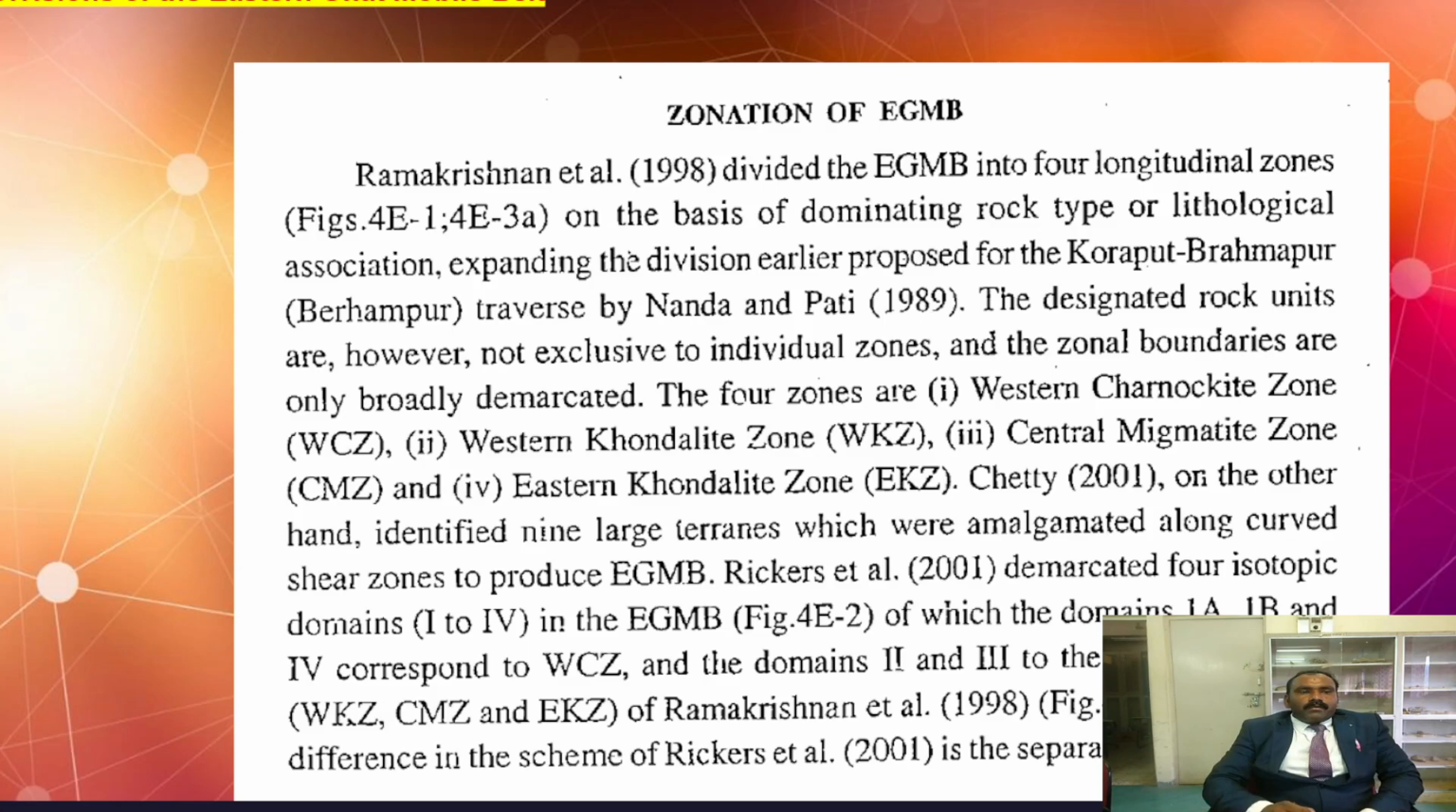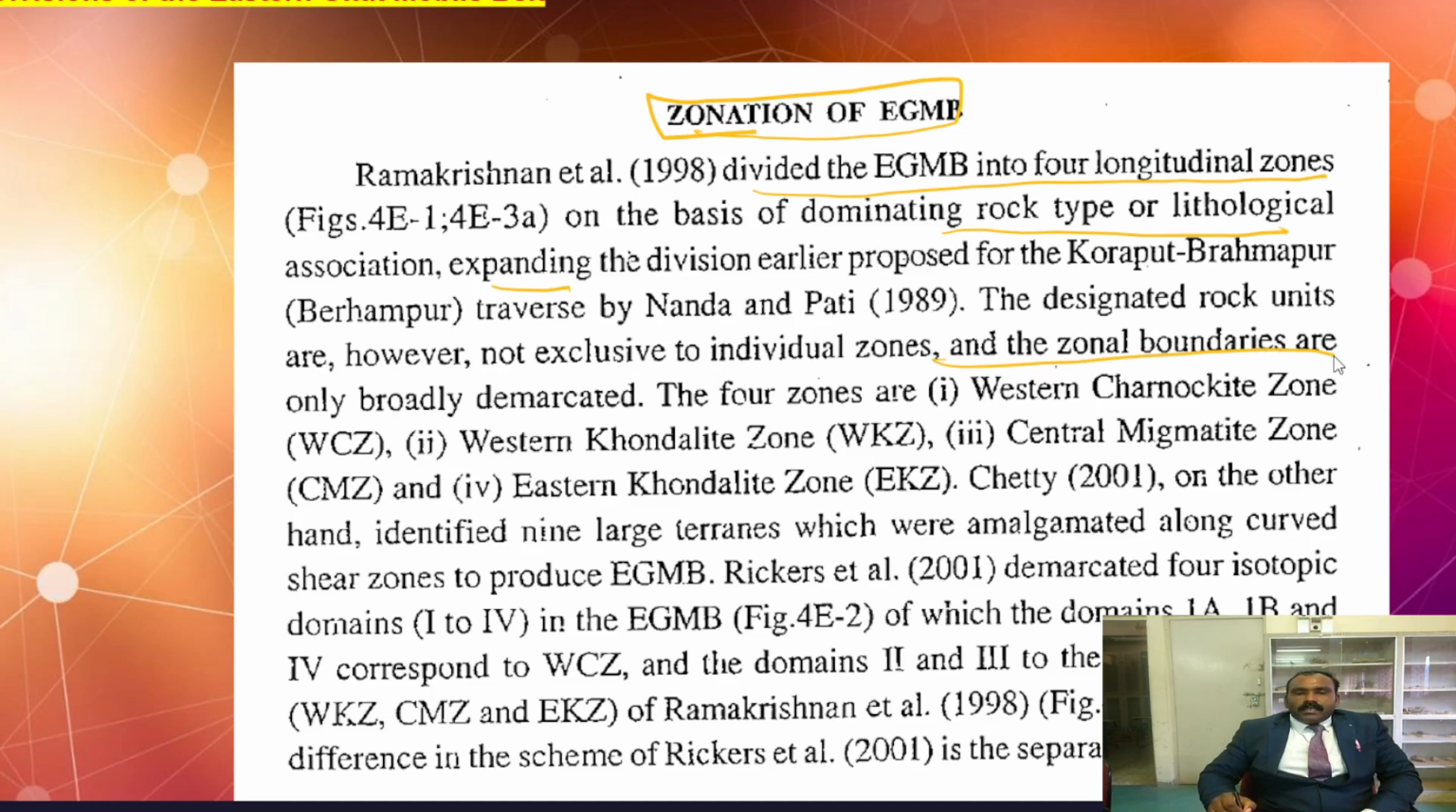Particularly we may have different khondalites and charnockites and so on, and those are supposed to be the parts of the zonation of the Eastern Ghat mobile belt. The Eastern Ghat mobile belt is also one of the most important Proterozoic mobile belts, which has been divided longitudinally on the basis of the dominant type of rock types, particularly the lithological associations.